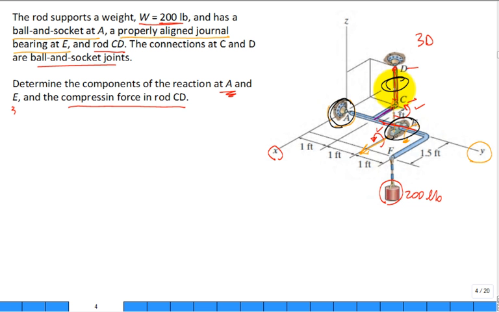Where am I going to get a free body diagram from? What are you going to do to get it?